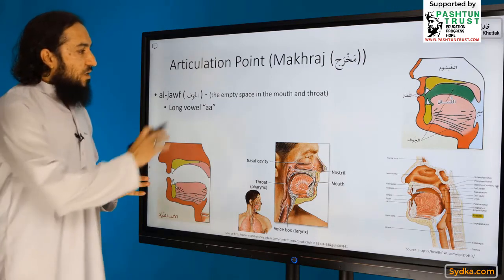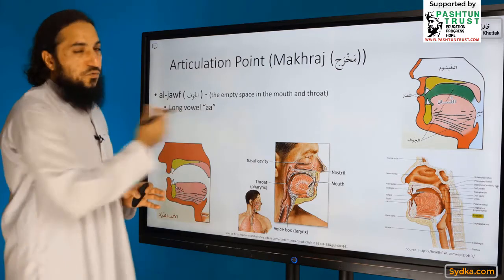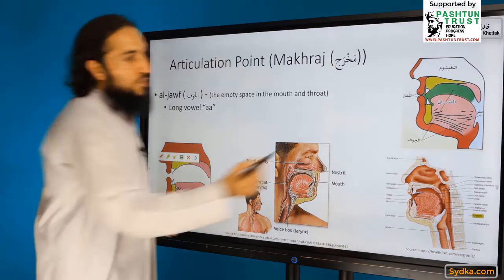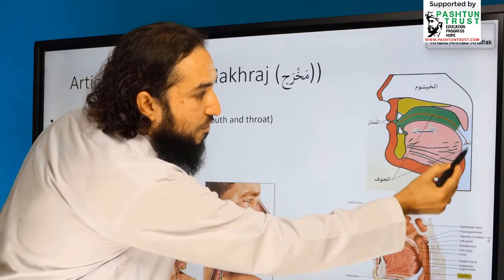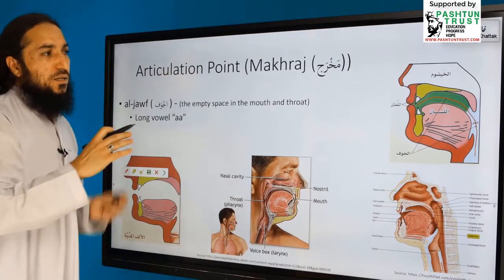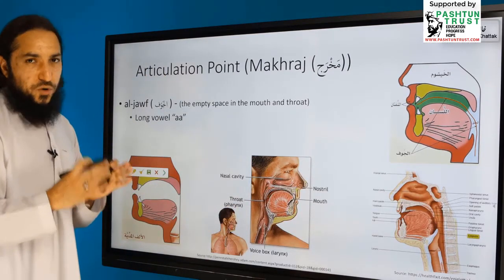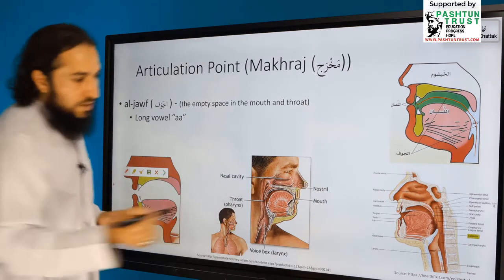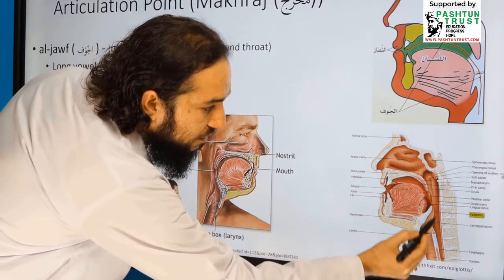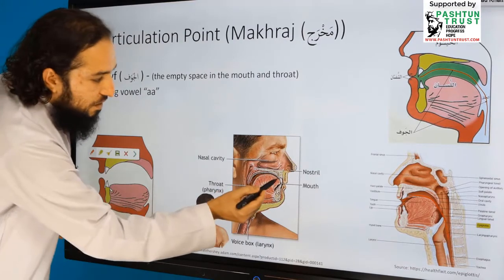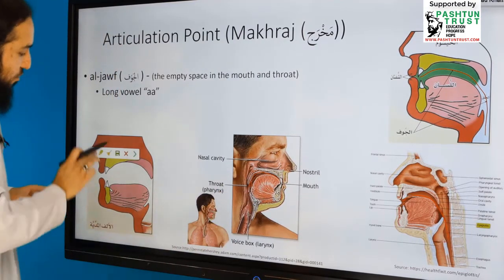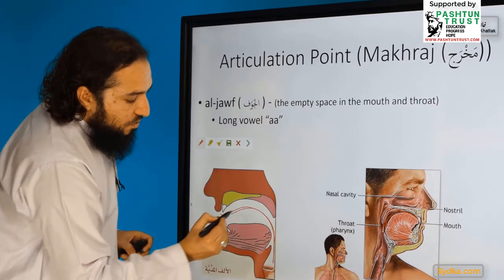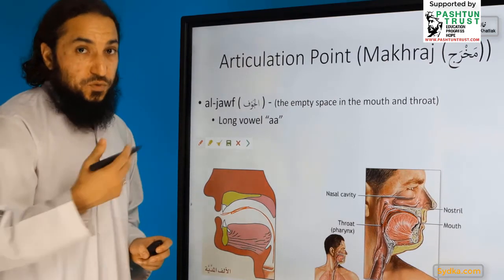When it is used as a long vowel, its articulation point is the jawf. That's the empty space in the mouth and the throat. The sides of the mouth and the throat don't touch when we're pronouncing it. It's the empty space that's the main cause of it. You can see it in other diagrams. So that is the makhraj. This place is the makhraj of alif when it is used as a long vowel.